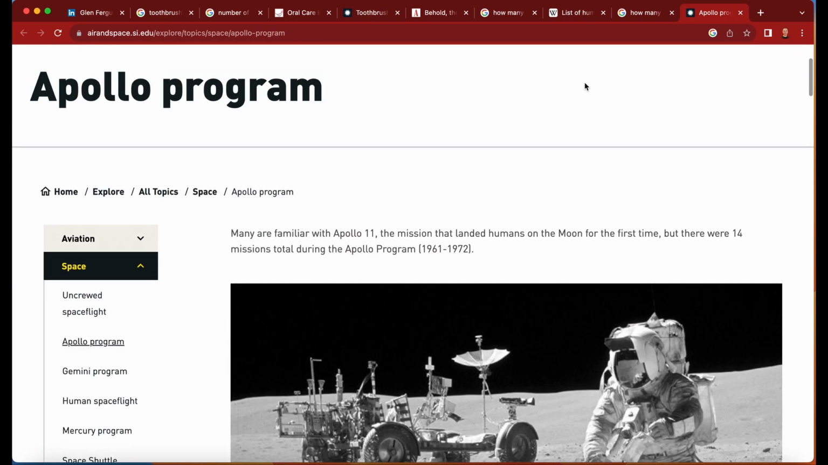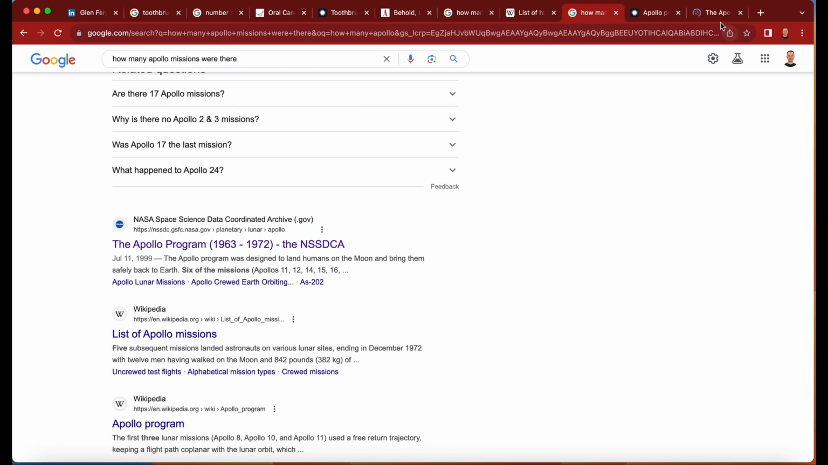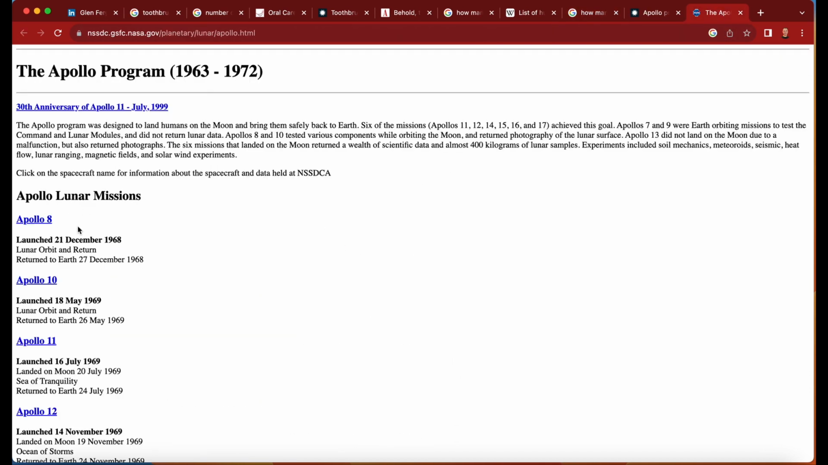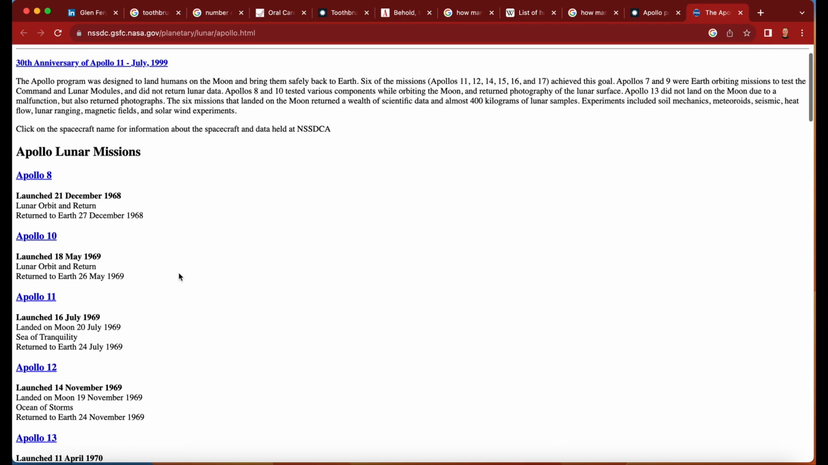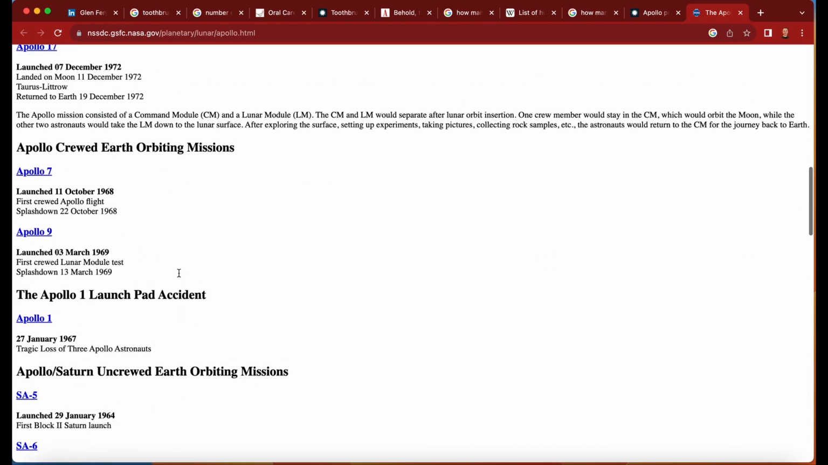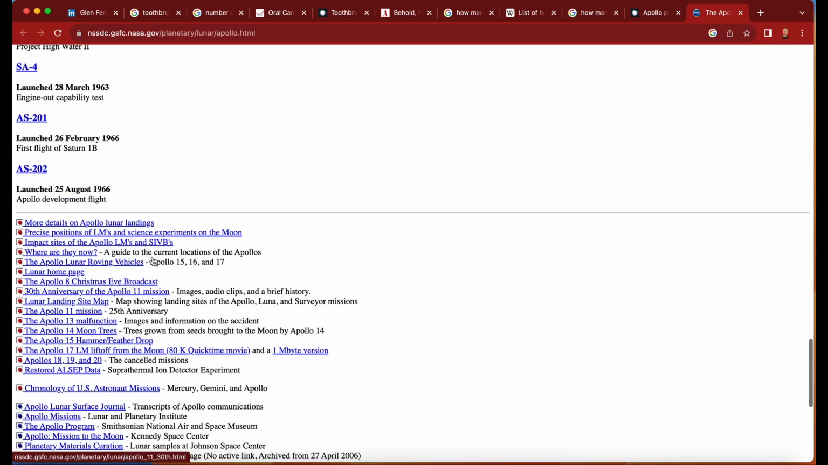That's not helpful. Okay, we're not going to be using that resource. Space Science Data Coordinated Archive. Sure, why not? Here we go. Okay, so Apollo 8, that's when we actually had crewed missions. So these are lunar missions. Then we had crewed Earth missions. See, uncrewed. Yeah, those we don't care about.